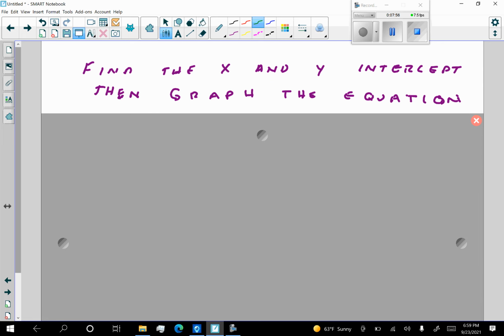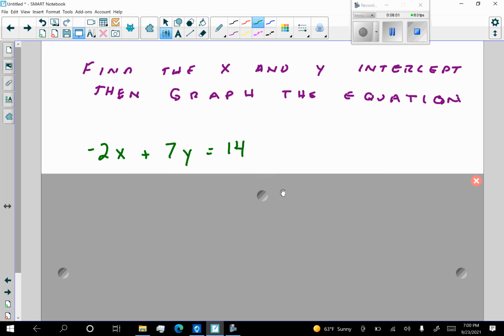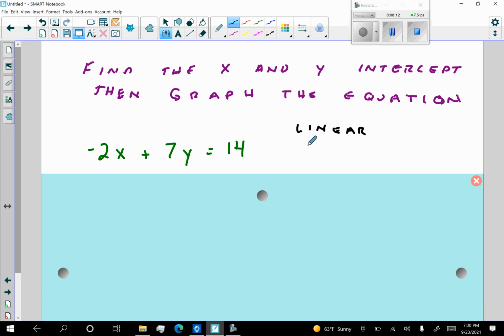So we're going to find the x and y intercepts, and we're going to use them to graph the equation. So here is another linear equation in standard form. And down the road, we're going to find lots of other ways to graph linear equations. And what I'm going to do is use the fact that x-intercepts have a y-coordinate of 0, and that y-intercepts have an x-coordinate of 0.